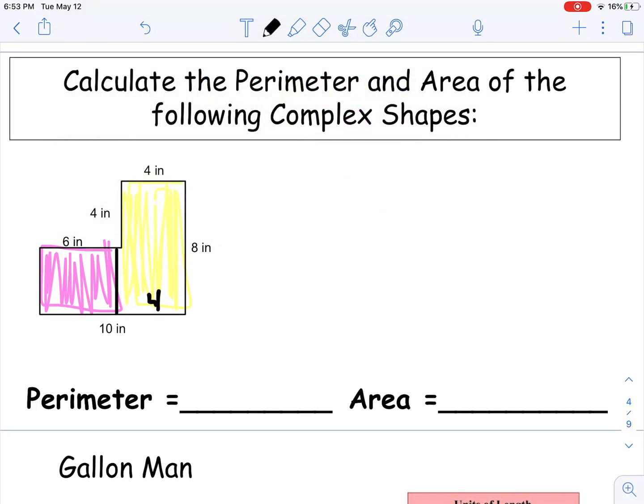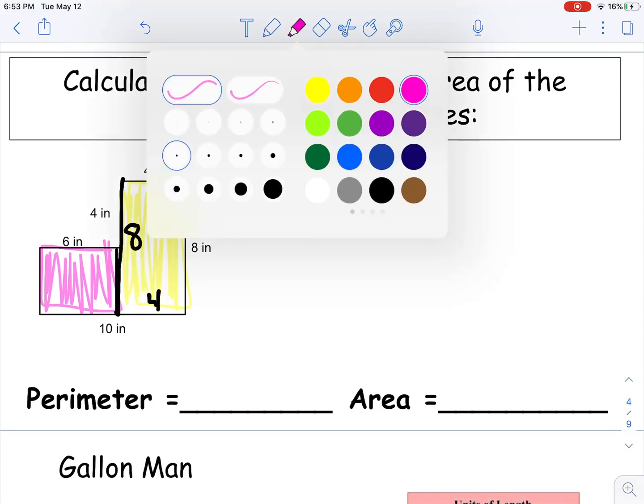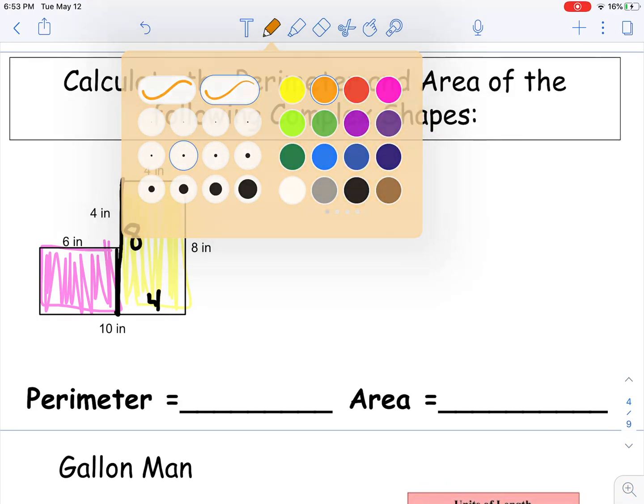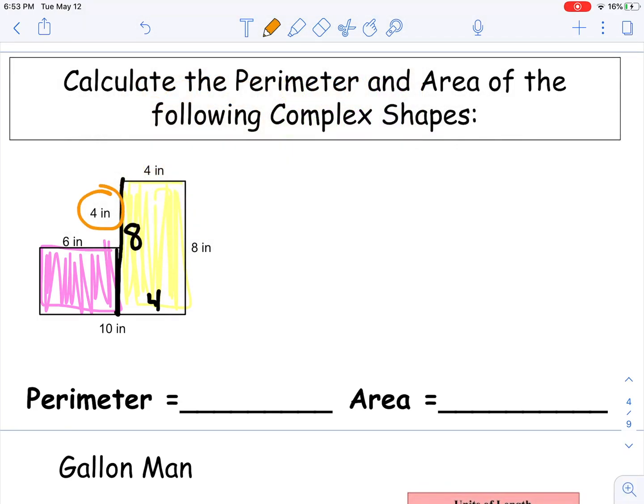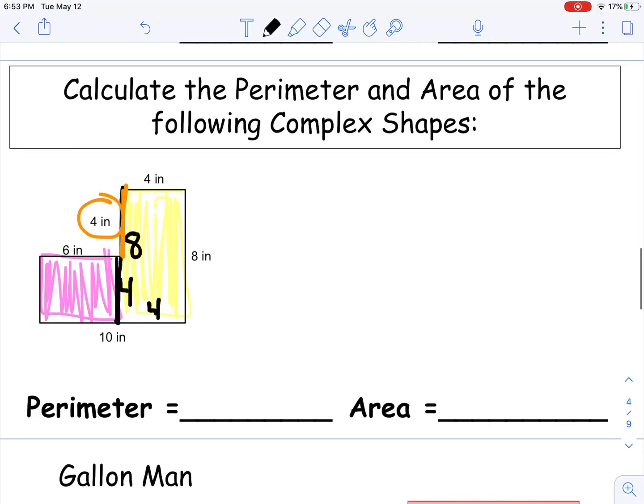I know then if my rectangle has 8 on this side, that this whole side right here has to be 8. Does everyone notice this 4? That 4 is only this little piece right here. But I know the entire side has to be 8. So that tells me that this piece down here has to be 4 too, because when I put 4 plus 4 together, I get 8. This is important because it's going to help you with your pink rectangle.